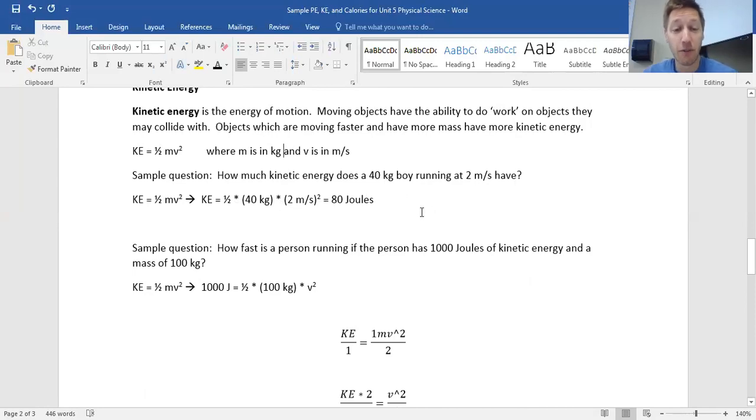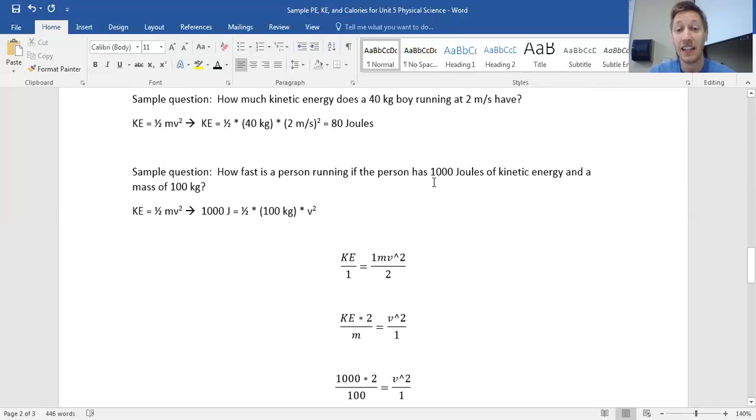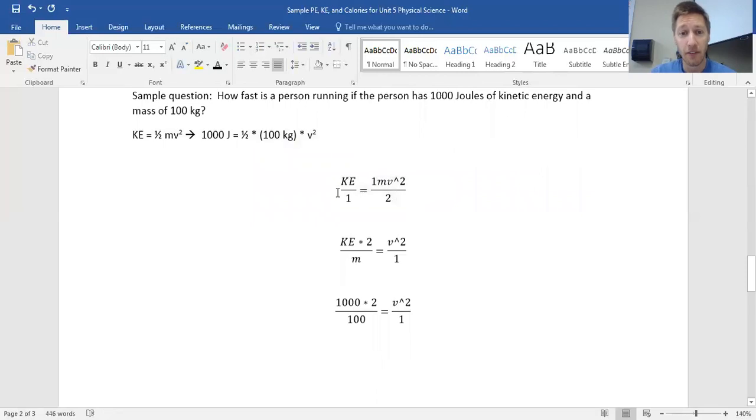Just like before, you might have questions that ask you to solve for something that's on the right side of the equation, and then you get to rearrange for it. So another sample question: how fast is the person running if the person has 1,000 joules of kinetic energy and a mass of 100? You see, we plug in what we know: the energy we have, 1,000 joules. We know the mass is 100. We don't have the velocity, and we want to solve for v. So we have kinetic energy equals 1/2 mv squared.